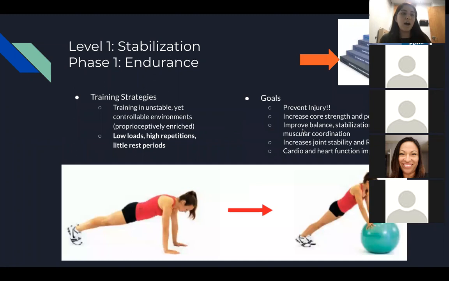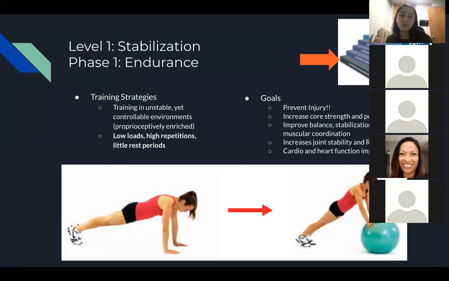So the first one I'm going to be talking about is the endurance phase, which is your foundation. And this phase is very, very important, and a lot of people forget it when they're creating an exercise routine. You always have to incorporate this because you're going to be doing a lot of core training, a lot of cardio to help with your heart function, improving your balance, your joint stability, and your range of motion. Because if you do not have this foundation, it's going to be really difficult and you can increase injury when you start doing heavier loads, heavier weight. So you definitely want to create a foundation.